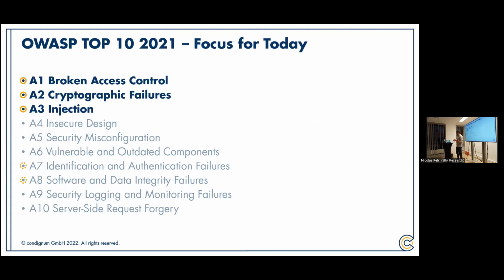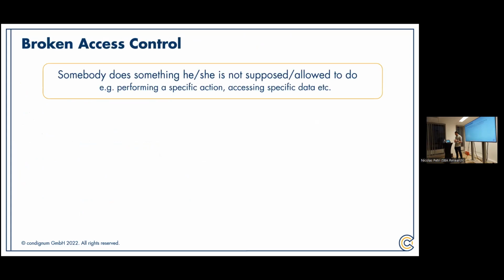For the sake of time, we will just have a look at the first 3, because we don't want to spend the whole night here. So we'll just focus on the most important ones, which are broken access control, cryptographic failures, and injections. So the first one, broken access control. It actually means somebody is able to do something he or she is not allowed or supposed to do, for example, to perform a specific action or to access specific data.